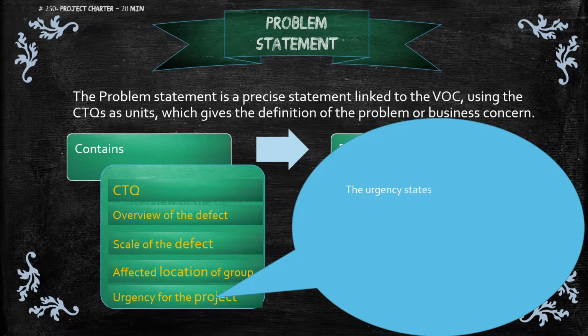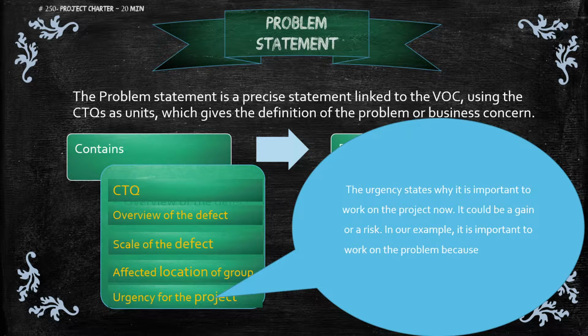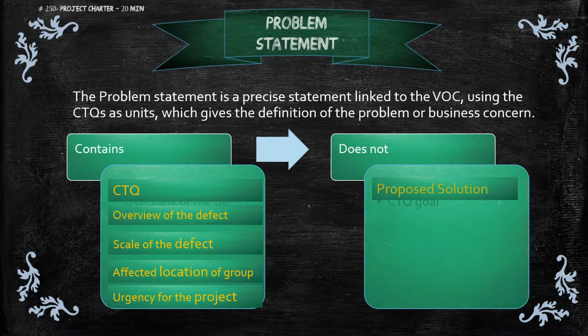Next, urgency of the project. The urgency states why it is important to work on the project now. It could be a gain or a risk. In our example, it is important to work on the problem because queue time has a 60% impact on CSAT and high queue time will adversely impact CSAT.